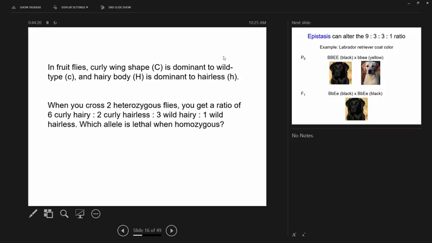Explain how I knew that. Oh, so we started from the bottom. Because this one is alive, we know that little c isn't lethal, because otherwise there wouldn't be any. We know that little h isn't lethal, right? So then we go up to the next one.